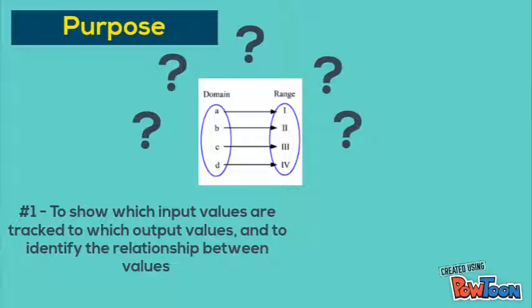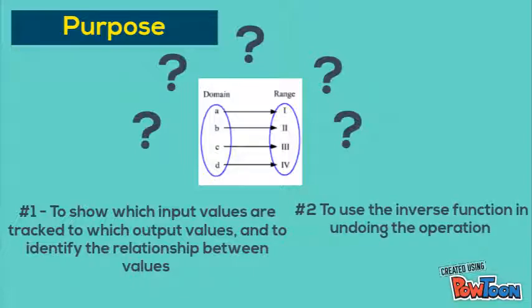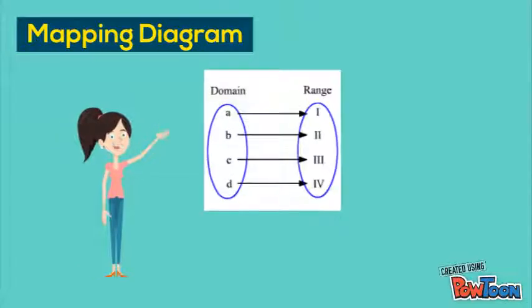Number 1, it is to show which input values attract to which output values and to identify the relationship between values. Number 2, to use the inverse function in undoing the operation. You can teach your students this mapping diagram to solve problems. This is an example of a mapping diagram.